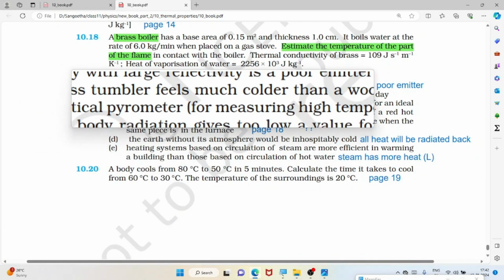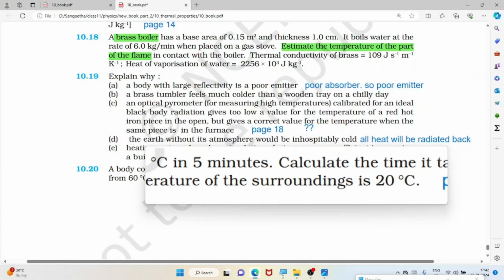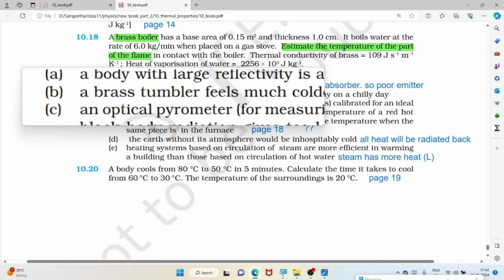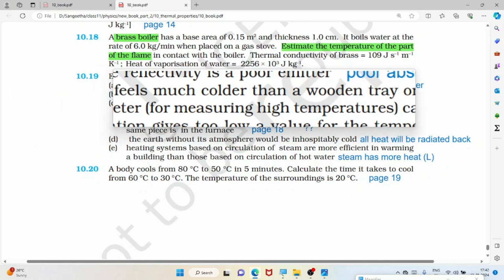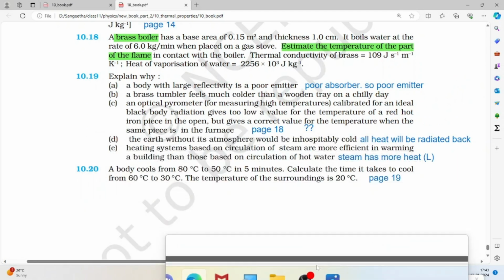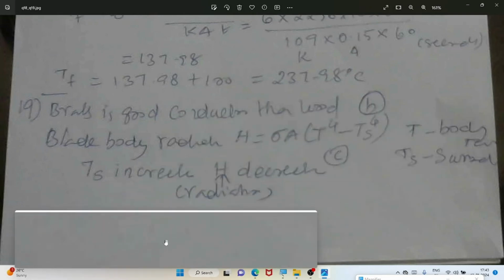A brass tumbler feels much cooler than a wooden tray on a chilly day. Because brass is a good conductor, it conducts heat from our body to the tumbler, but wood is a poor conductor. So wood is not conducting, it is a poor conductor.